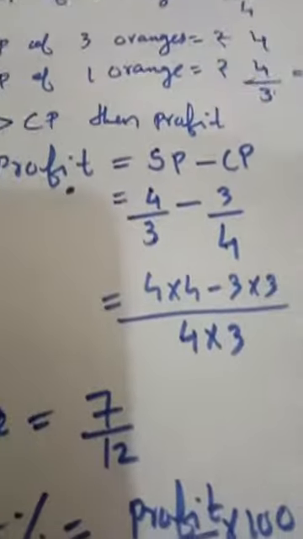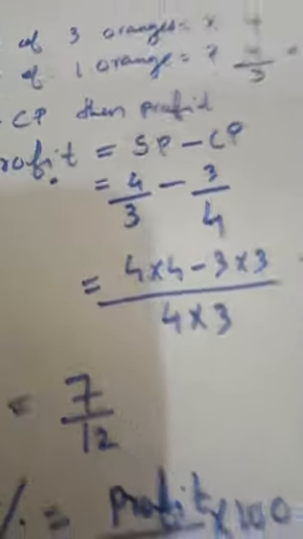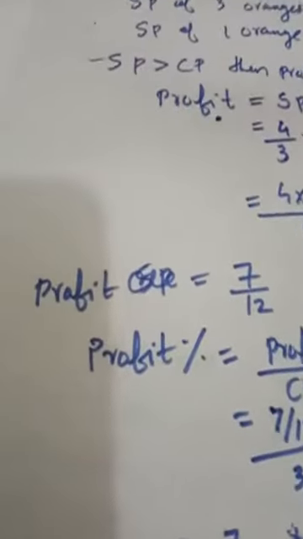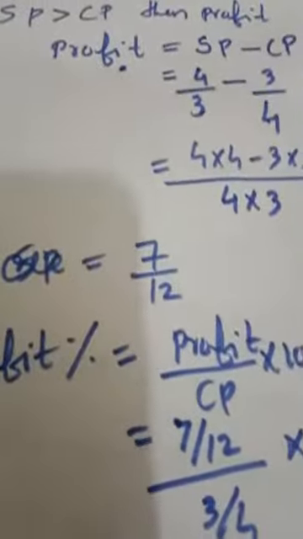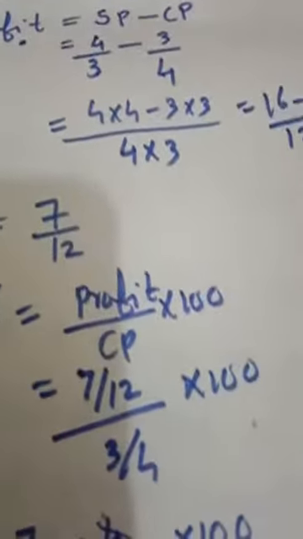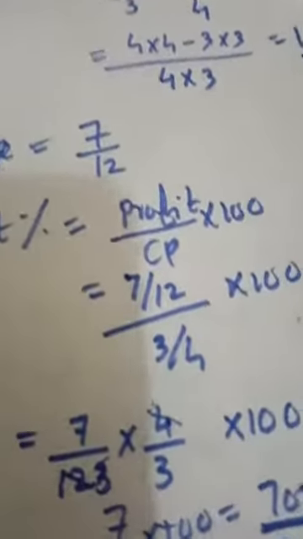So profit is equal to SP minus CP, that is 4 by 3 minus 3 by 4, which is 7 by 12. Profit is 7 by 12. Now we want to find profit percentage. What's the formula for profit percentage? Profit by CP into 100. 7 by 12 by 3 by 4 into 100.